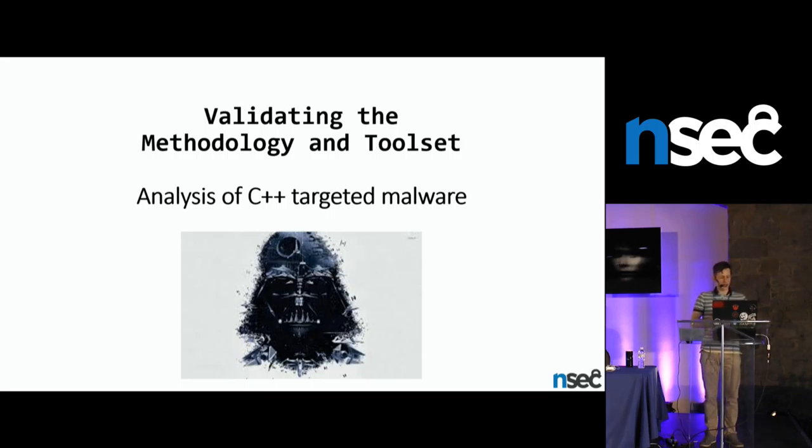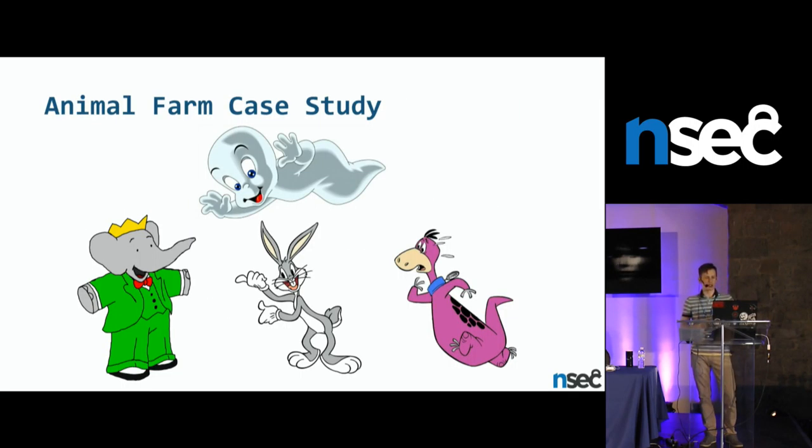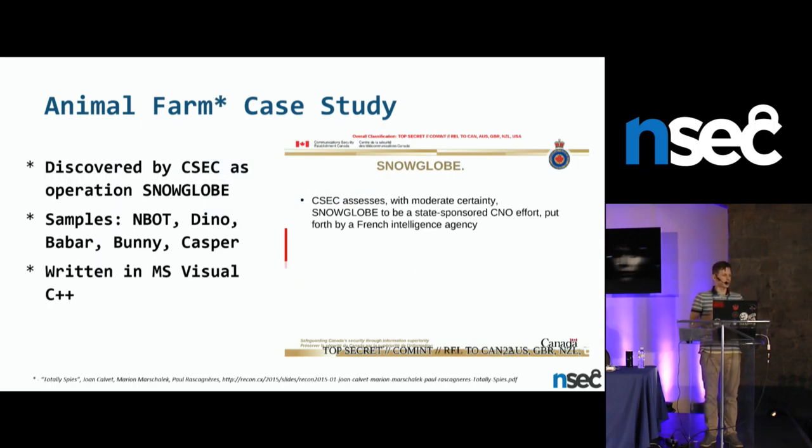In the last part of the presentation, I'm going to speak about validating the methodology we were using, because we ran these algorithms on a large set of malware, and then we wanted to apply the same algorithms to a smaller set, which we know is related, to be able to validate and see how well it works in this case. So here is the timeline of modern C++ malware used in targeted attacks. There are different groups identified: Stuxnet, Duqu, Equation, and Animal Farm. For this case, we chose the Animal Farm case study because we know that this malware is written in C++.